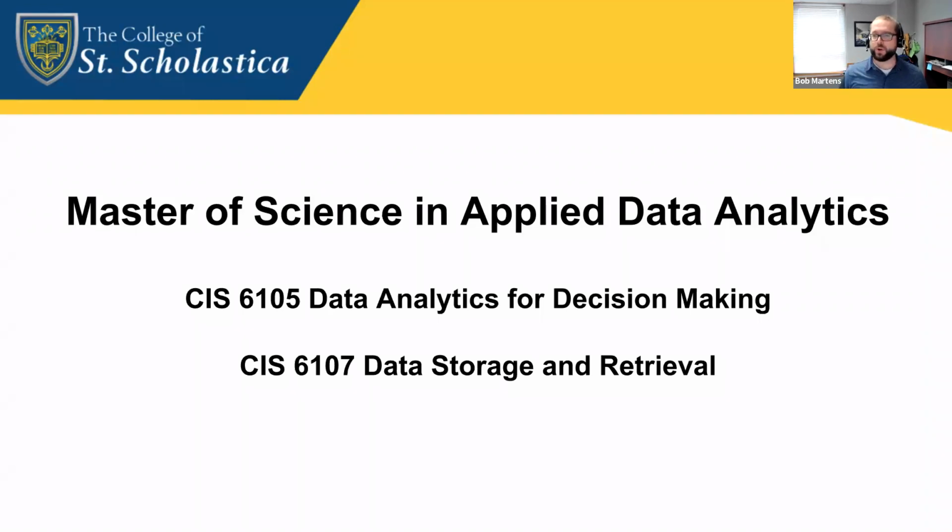Then in CIS 6107, this is usually the second course in the Master of Science program, is data storage and retrieval. And that's when we get to start talking about the actual nuts and bolts, a little bit more of how data is stored in computing systems, and then how to get it back out in various ways. And that's a lot of fun too. We get a little bit more technical in that one. We get to actually work with database programs and services. We'll talk about that in a little bit.